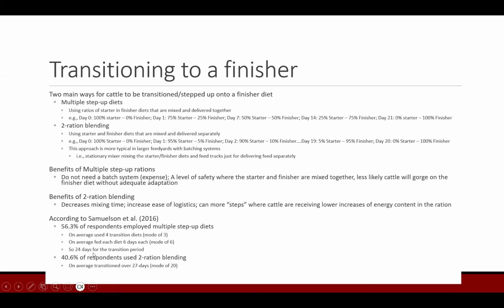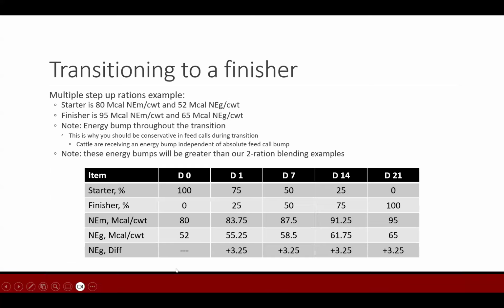So this would be a 24-day transition period, okay? If you took 4 different diets times 6 days, that'd be adapting them over 24 days, okay? 40% of respondents used a 2-ration blending system. On average, they would transition these animals over 27 days, okay? Even though the mode, so that's the average, but the mode of respondents was 20, okay?